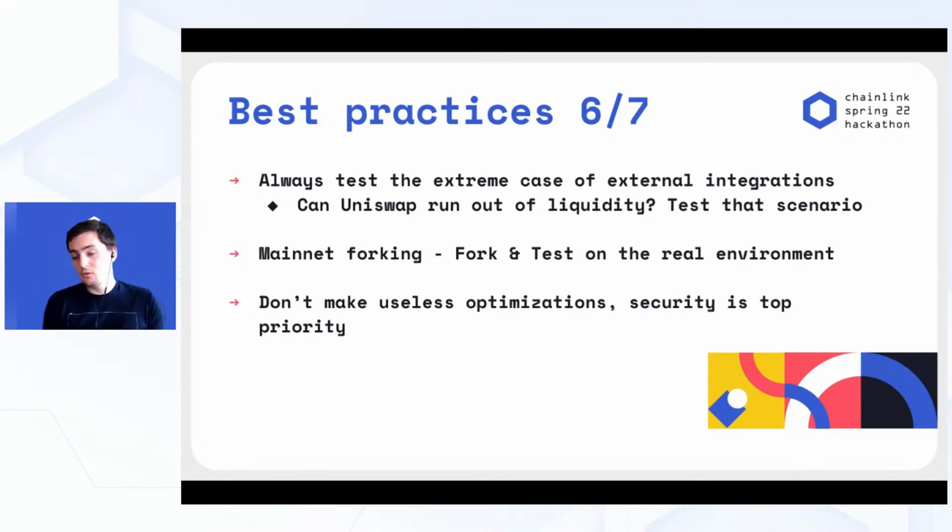Don't make useless optimizations. Security is top priority, I already said that. Once you're finished with your testing process, you'll probably try to optimize something in terms of gas consumption and memory, and maybe rearrange your storage variables, or slightly change the implementation of your smart contract or function, or maybe open assembly code brackets and so on.